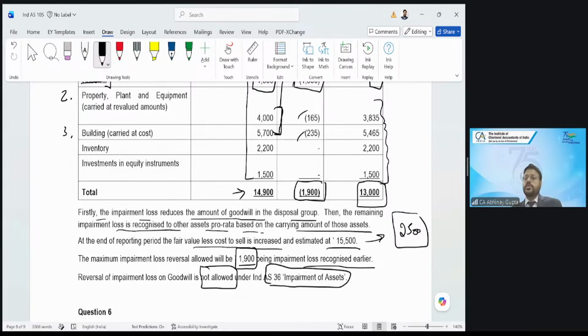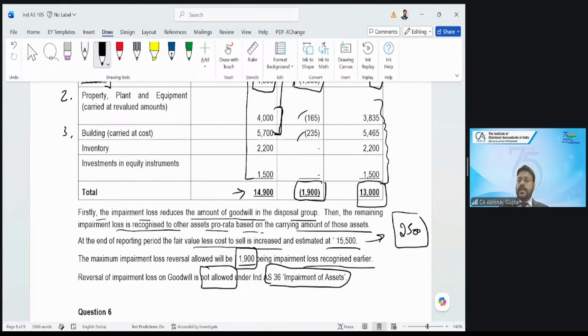But I would like to touch upon a few more aspects of what we have learned in this question. The key learning is, if on each subsequent reporting date, when we are remeasuring the disposal group at the fair value less cost to sell, the fair value less cost to sell starts increasing, then the original classification date loss would be the maximum amount permissible for the subsequent reversal all in all, right? So it cannot go beyond the original loss which we had recognized, which is 1900 in this case, number one.